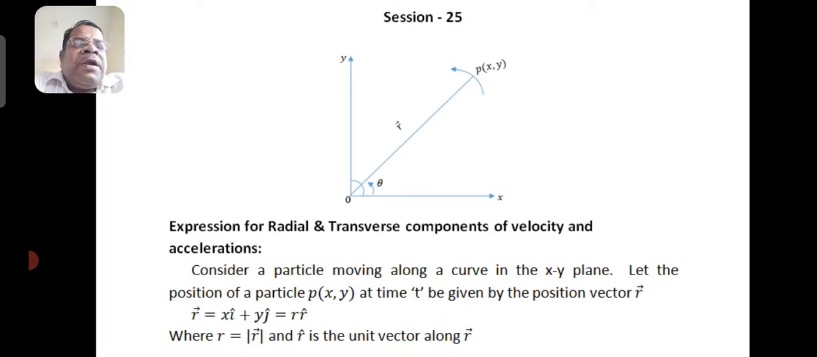We are considering a particle moving along a curved path in the xy plane. The position vector of particle P(x, y) at any time t is given by the position vector r equals xi plus yj. That is, r vector can also be written as magnitude r into unit vector r cap, that is, r equals r into r cap, where r equals modulus of r and r cap is the unit vector along r.